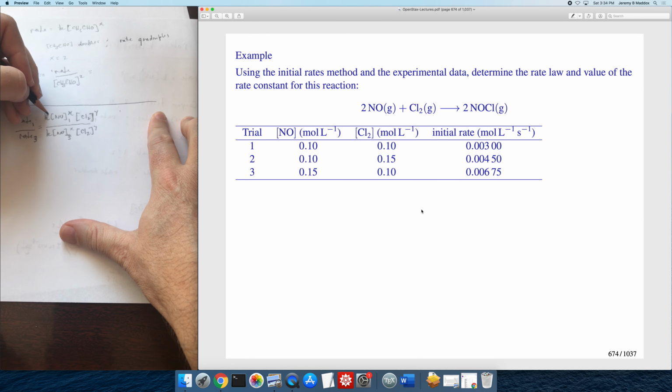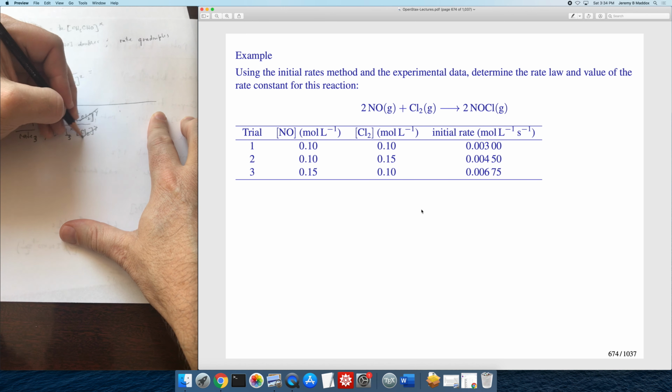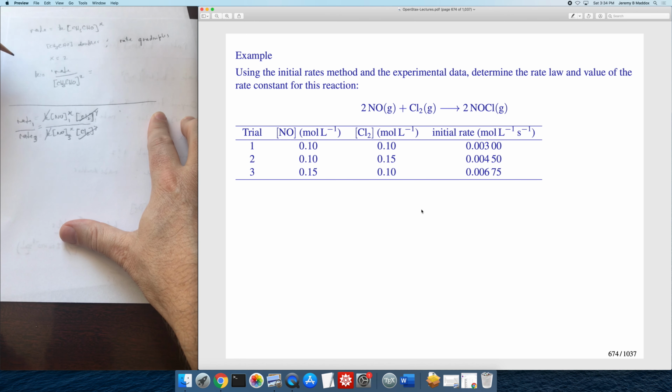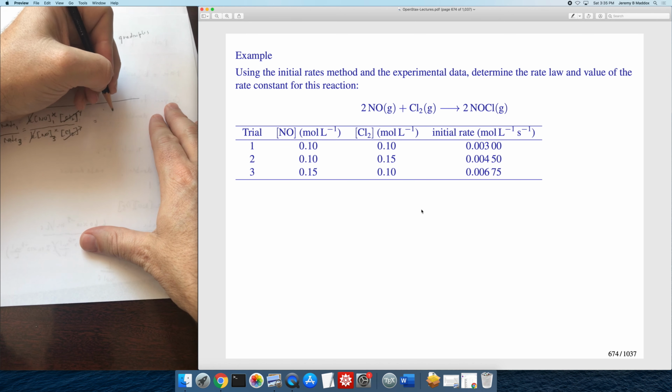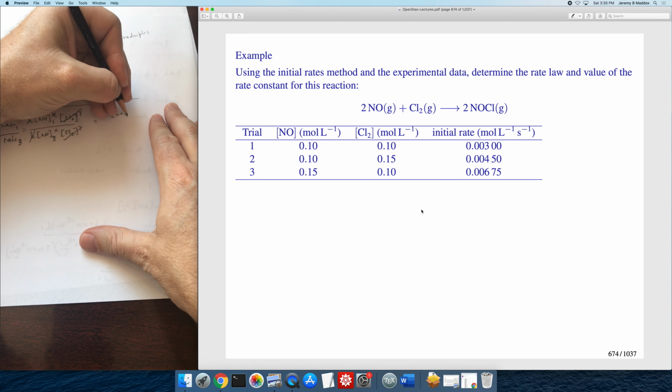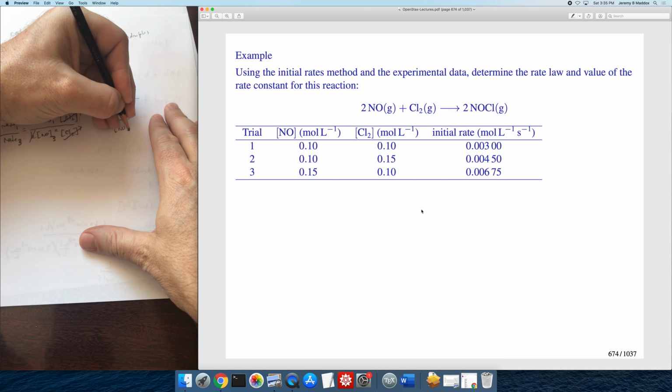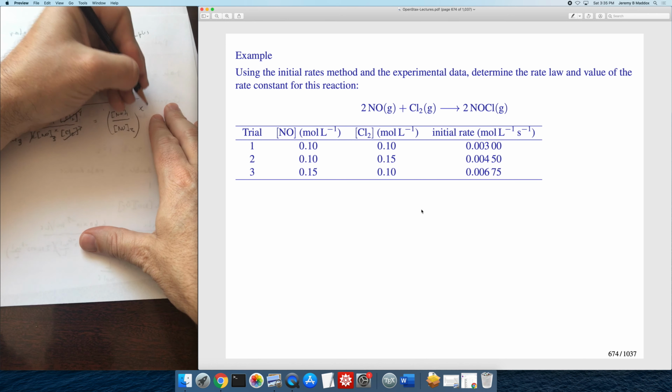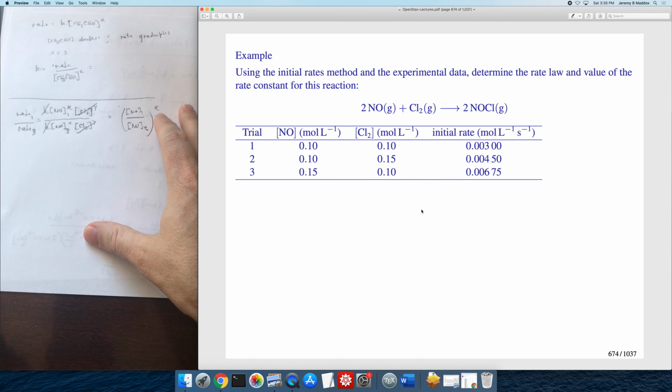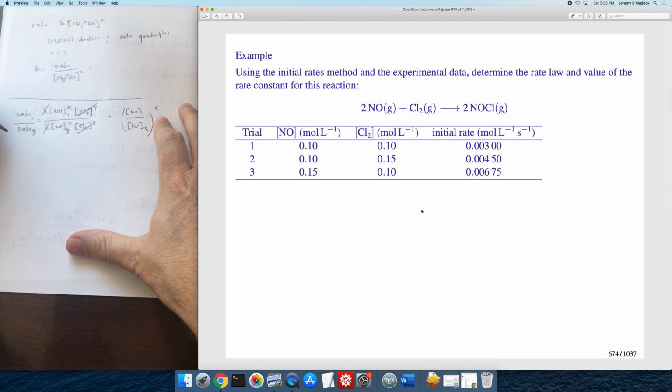Okay, the rate constant is the same for both trials, and so that cancels out. The chlorine concentration is the same for both trials, and so that cancels out, leaving us with one unknown, x. How do we get the x out of there? Let me simplify it a little bit. We have NO1 divided by NO3 to the x power. How do we get the variable out of the exponent? We take a logarithm. I'm going to go with the natural log.